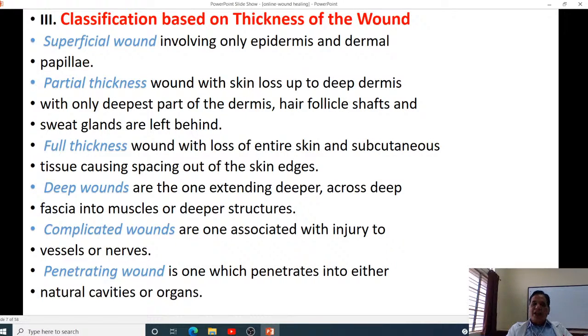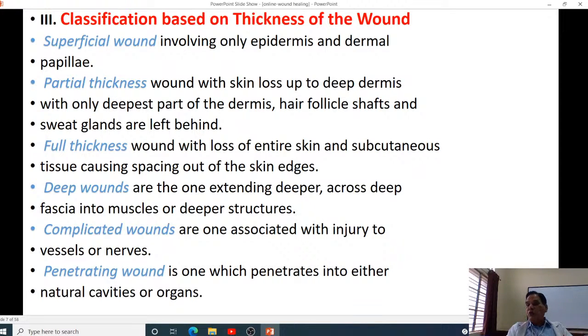Next to superficial, it is a partial thickness, slightly worse. What do you mean by partial thickness? There is a skin loss up to the deep dermis. What is deep dermis? Only the deepest part where hair follicles and sweat glands are not disturbed. That is also important because these are going to give healing of the wound without a skin graft. In partial thickness, healing occurs by secondary intention.